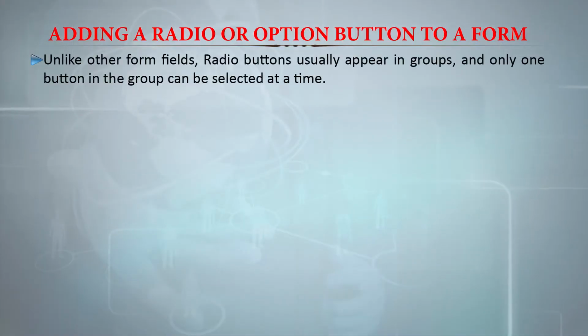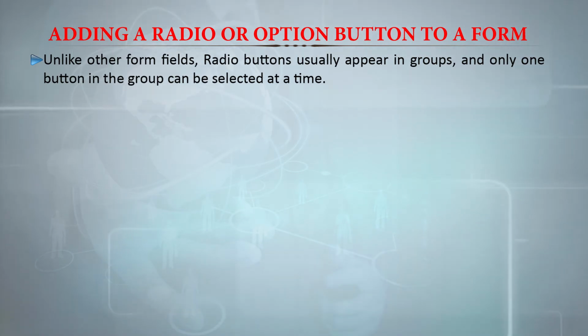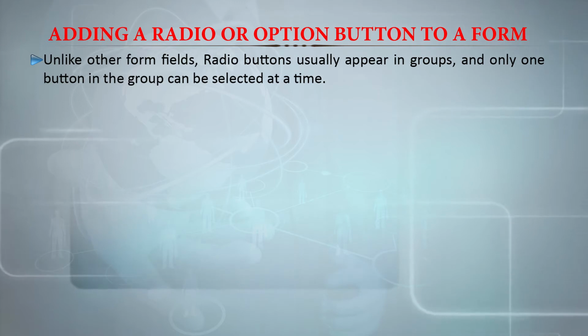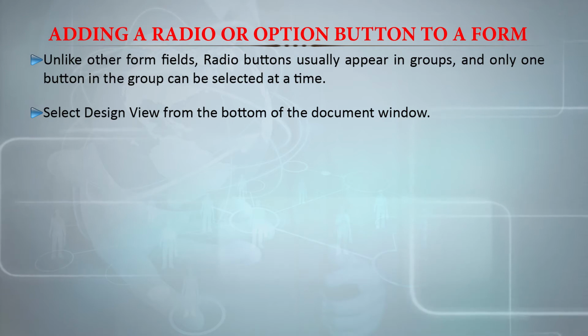In the case of radio buttons, what we can think of is a list of options where only one option is correct. You cannot select more than one option. Under such circumstances, you can have a group of radio buttons and you can select one of them. In case you select another, then the earlier one becomes null and void. So unlike other form fields, radio buttons usually appear in groups and only one button in the group can be selected at a time.